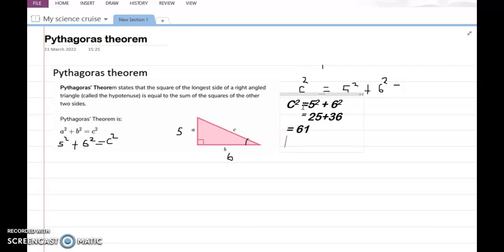So in order to find the value of C, because the length is C, not C squared, we'll say C is equal to the square root of 61, which is 7.81024996. So after rounding it off, we'll get that C is equal to 7.81. That will be our final answer for the length of C.